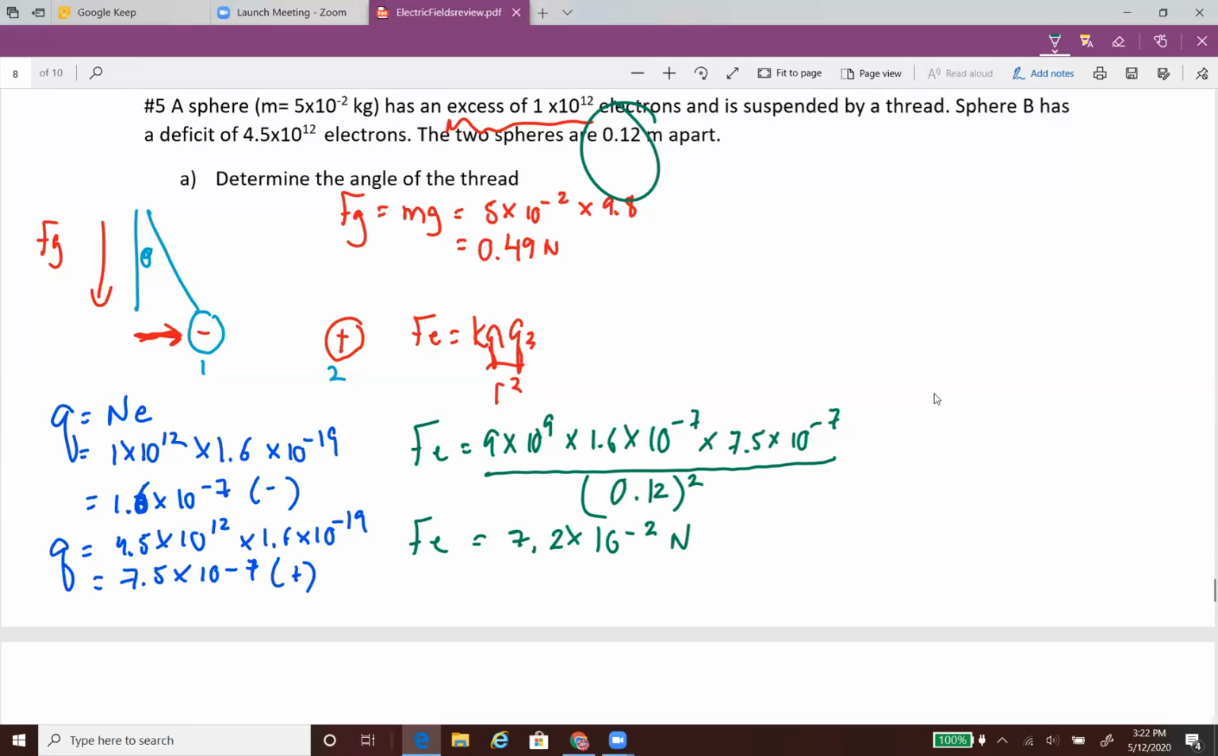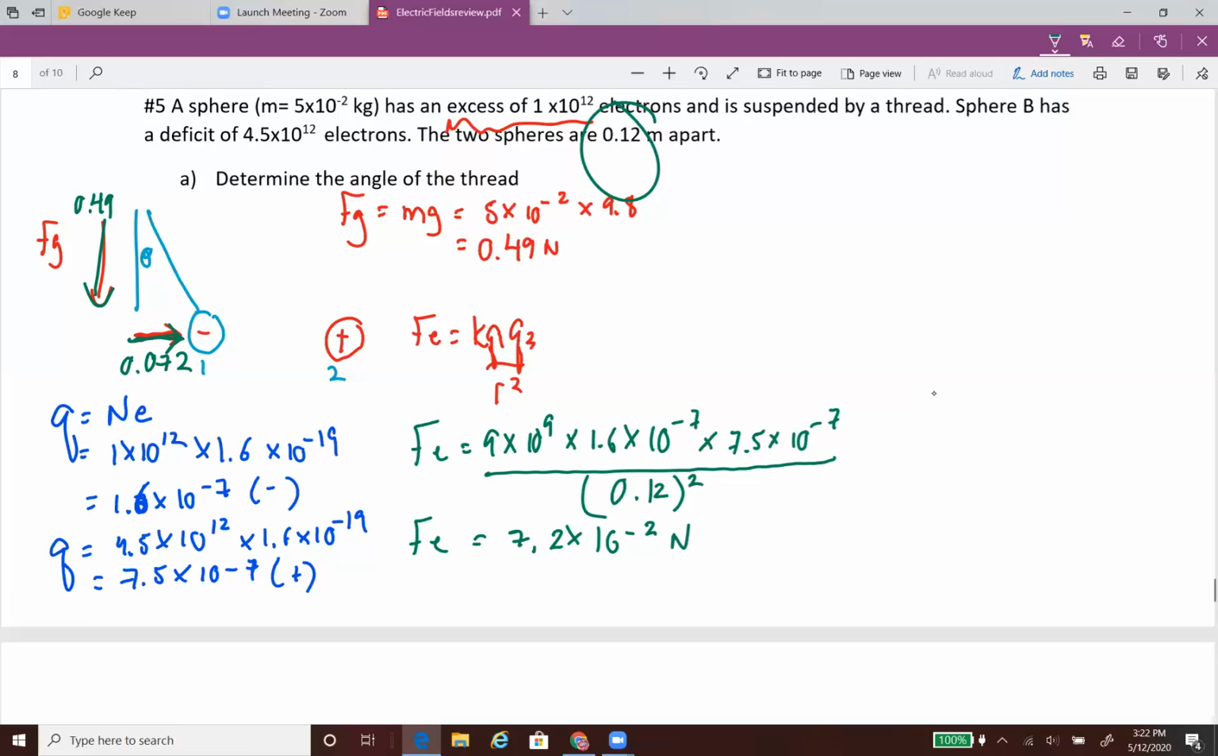Okay, so this is 0.49, and this is 7.2 times 10 to the minus 2. So 0.49 and basically 0.072. Okay, so I think you would know what to do now, right?